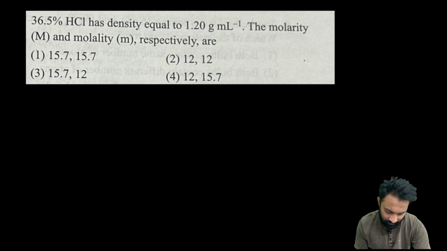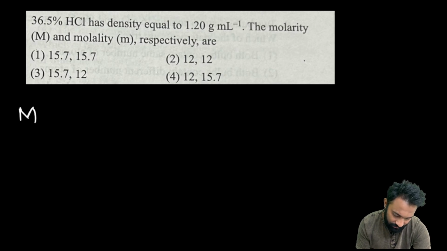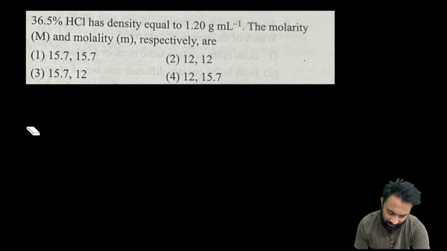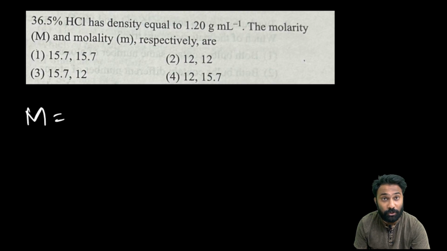In the last lecture, what I had given: 36.5% HCl has density equal to 1.20 gram per ml, and molarity and molality respectively are asked. Okay, first, according to the given data, we'll find the molarity. After that, we have one beautiful relation between the molarity and the molality, right? From there, we will easily get the molality.